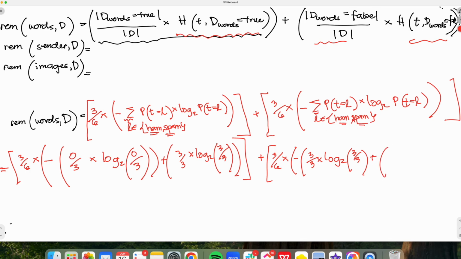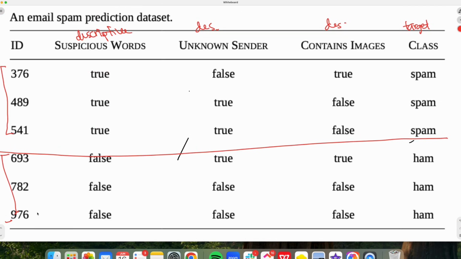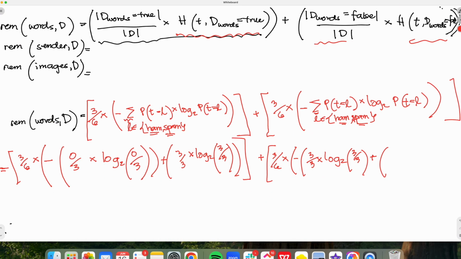How about spam such that the suspicious words is false? Do you see any spam here when the suspicious words is false? So we will have 0 over 3 times log of base 2, 0 over 3. So we will need to cross out every term multiplied by 0.